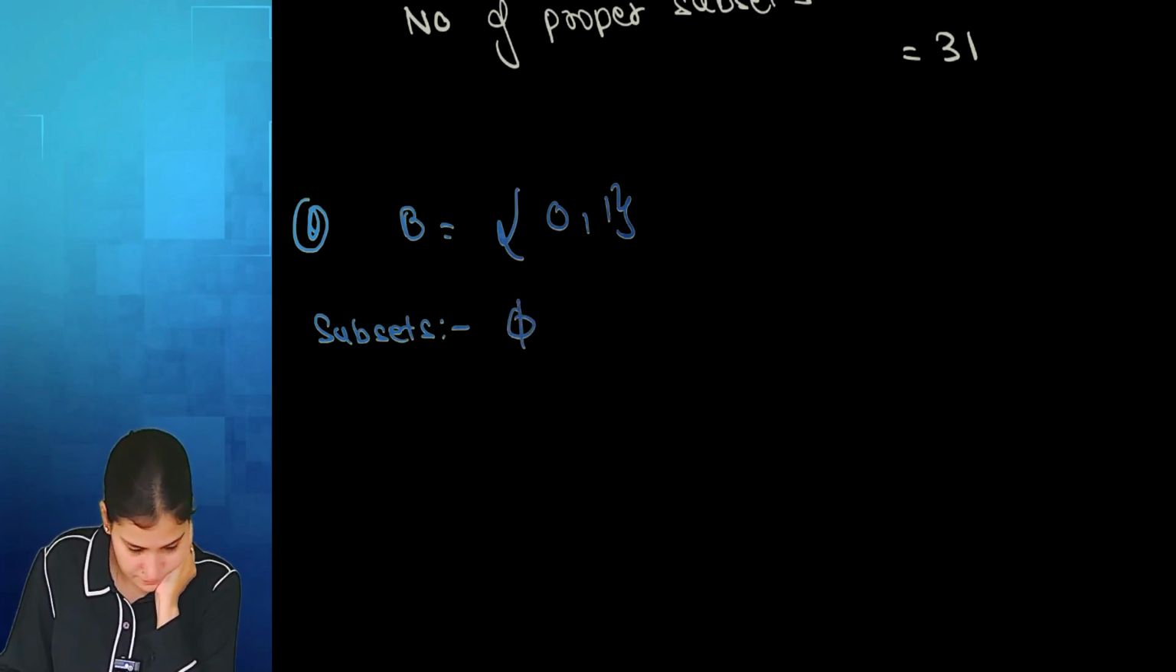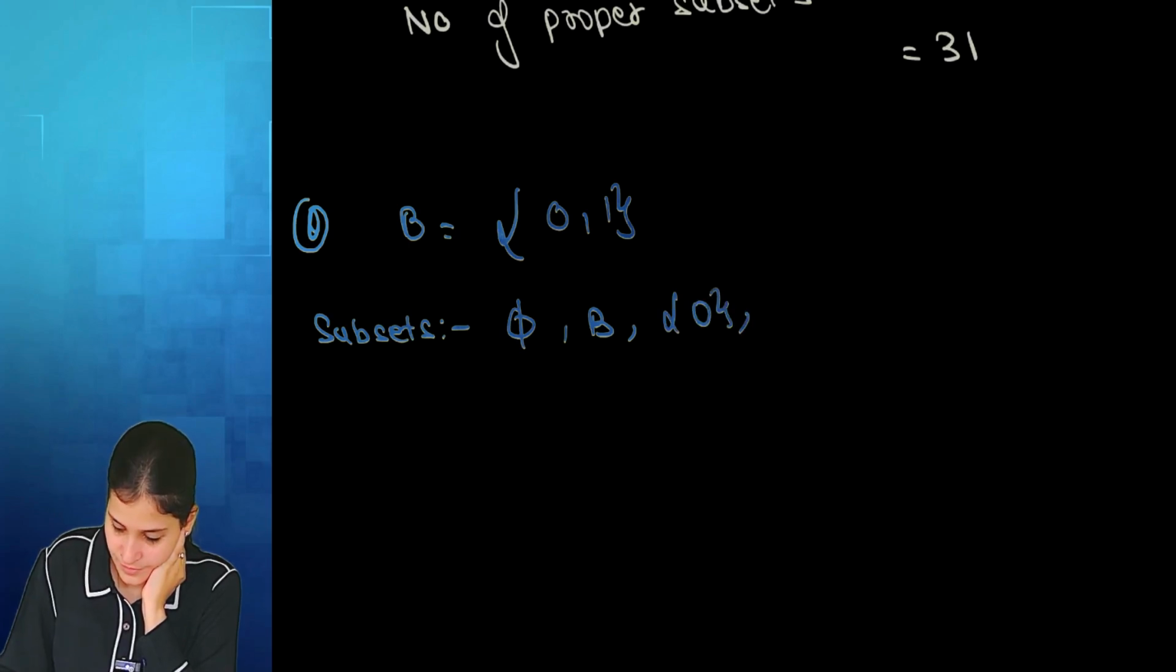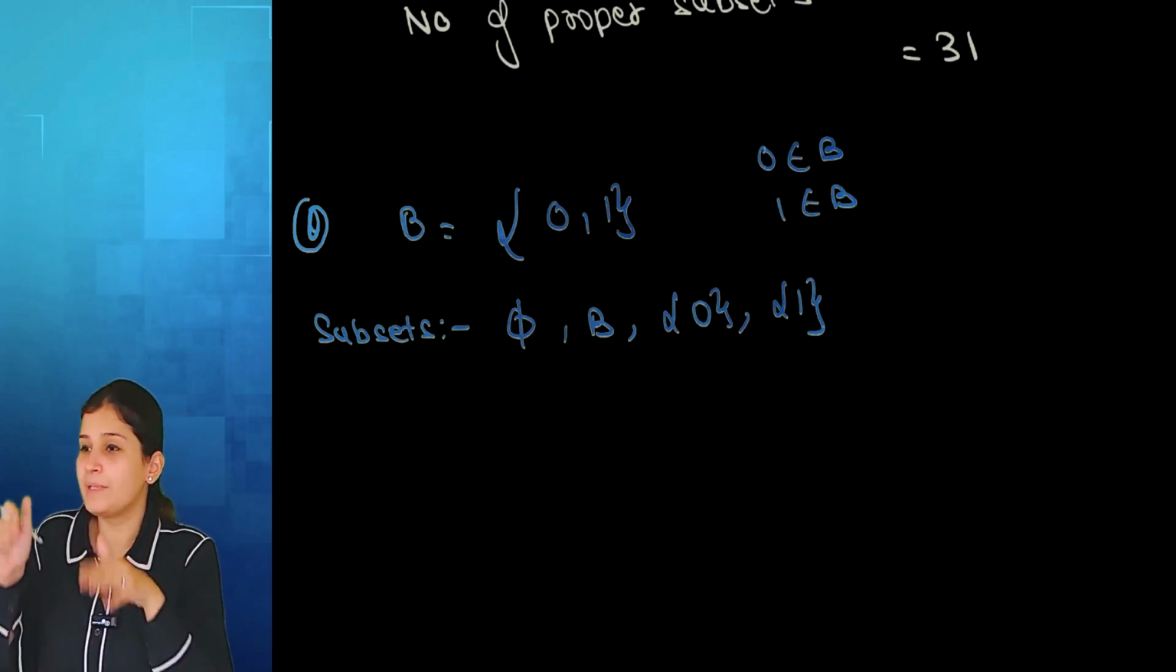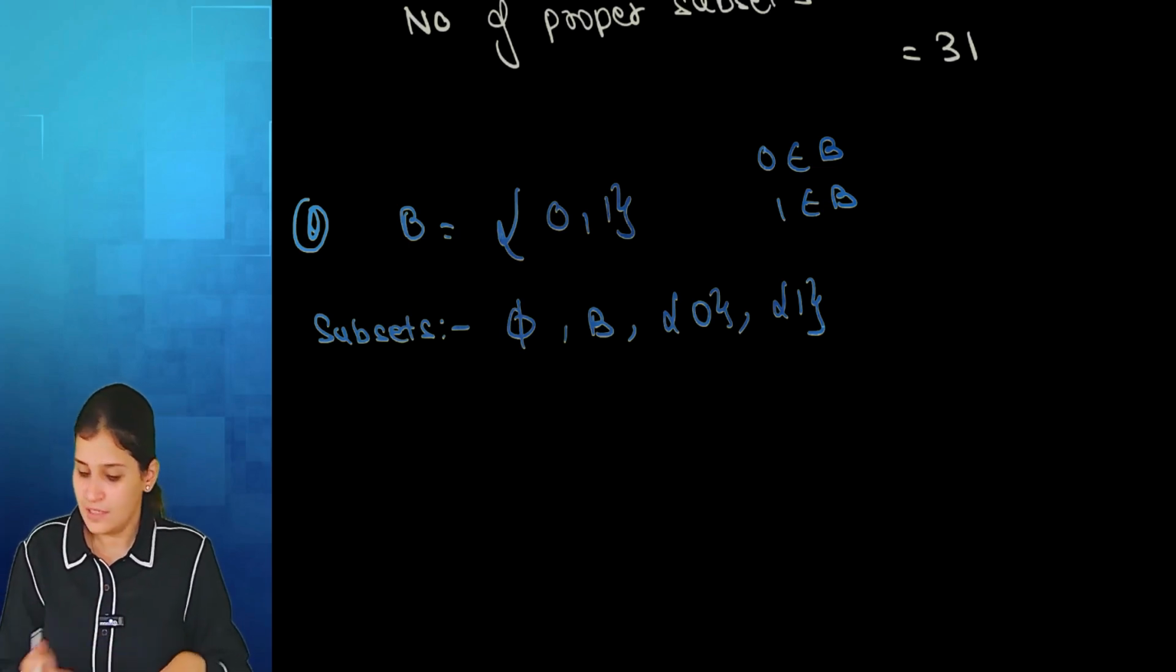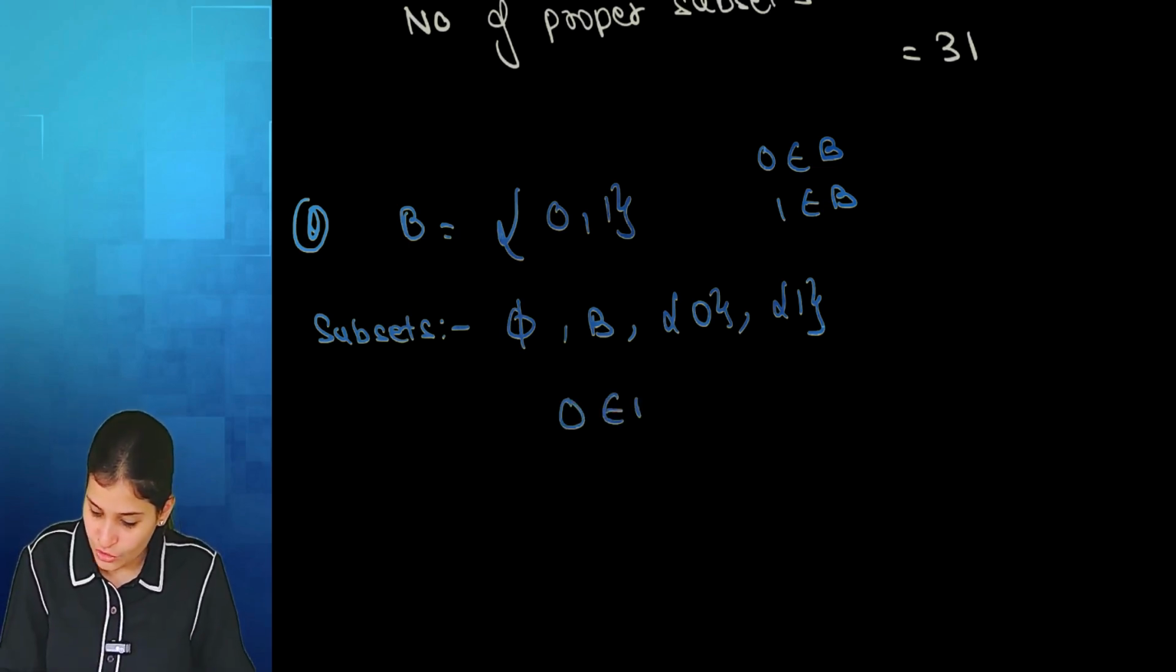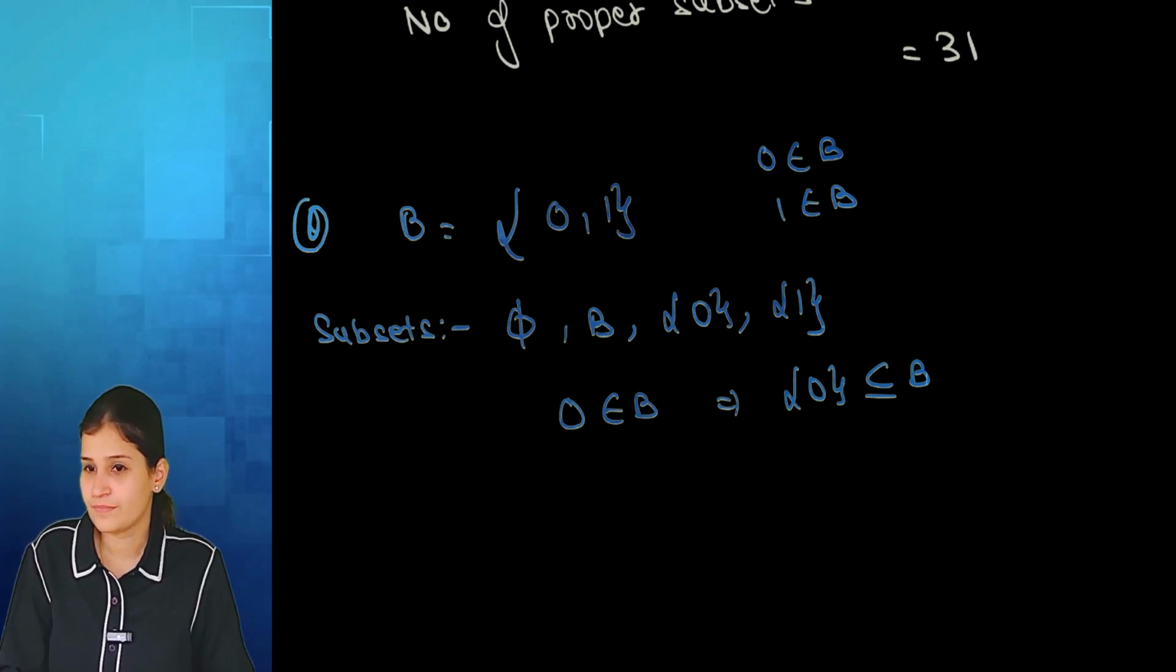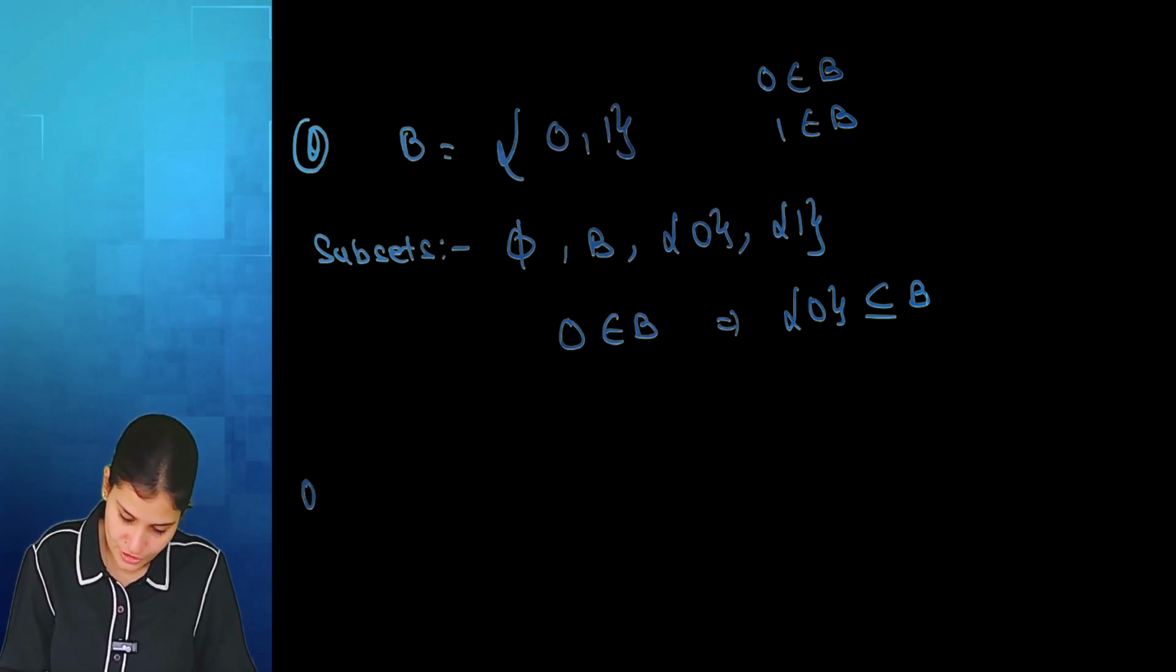Null set, B, singleton 0, singleton 1. You basically first write the elements inside the set B and then just put them in brackets. They become subsets. So 0 belongs to B, but singleton 0 is a subset of B. Understood?